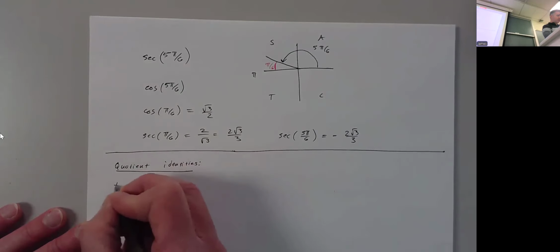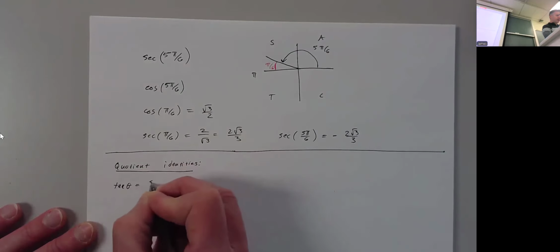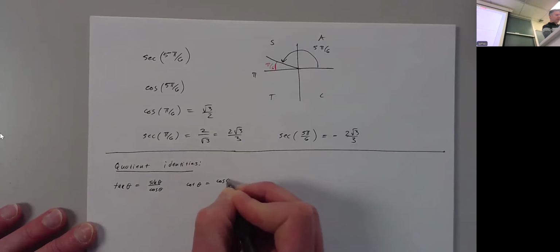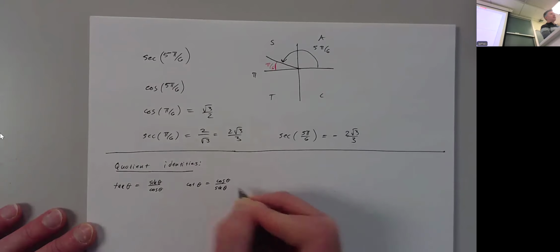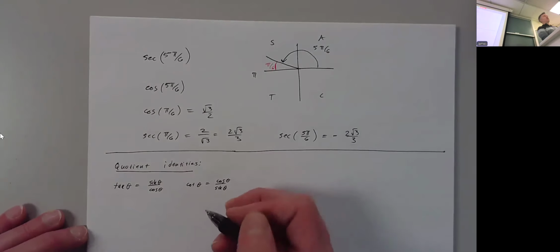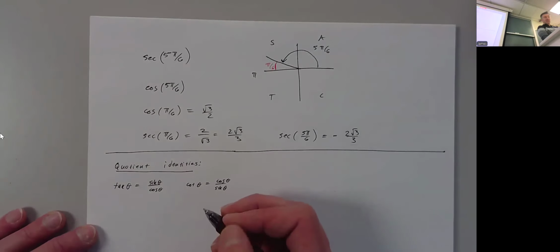So we have the usuals. We have tangent equal to sine over cosine. We have cotangent equal to cosine of theta over sine of theta. You really should say the "of whatever" for sine or cosine. If you don't write the theta or the x or whatever the argument is, it really doesn't make sense.